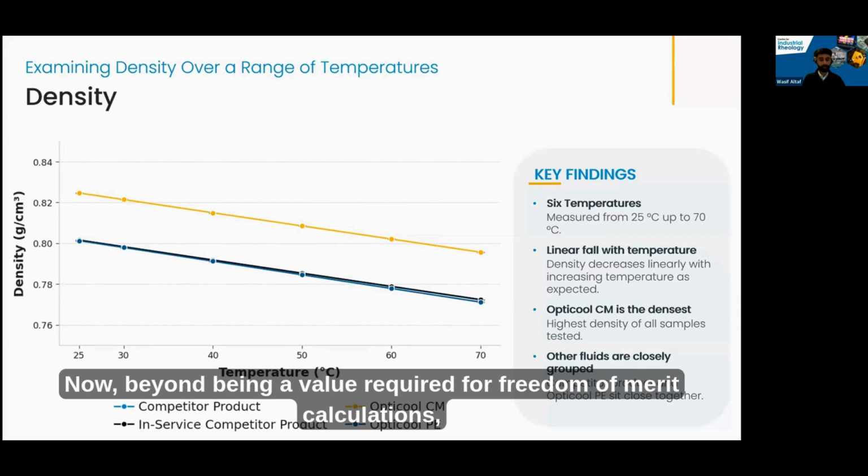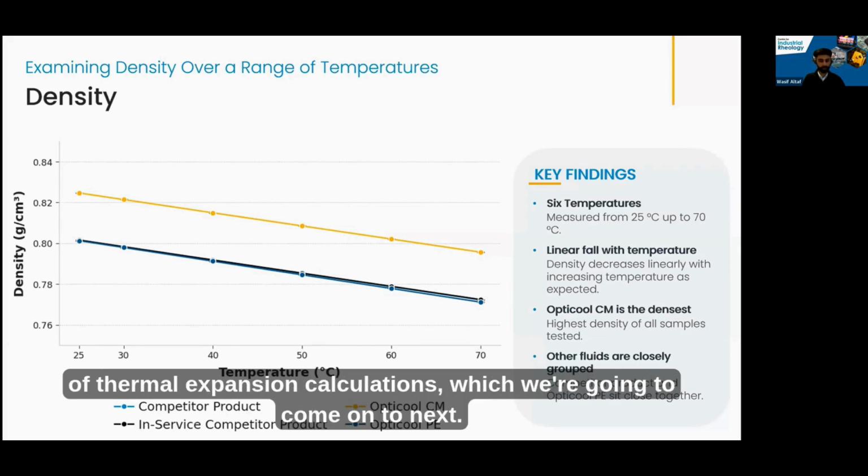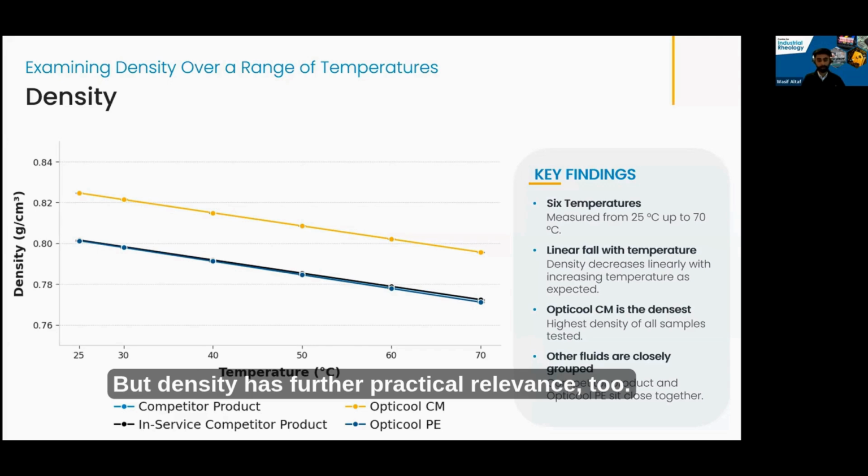Now, beyond being a value required for figure of merit calculations, we also used it to feed directly into the coefficient of thermal expansion calculations, which we're going to come on to next. But density has further practical relevance too. It feeds into things like tank design, as a denser fluid means a heavier filled tank, and also feeds into things like pump design, as if the fluid is pumped from the bottom of the tank, it has to work against the full height of the liquid above it.